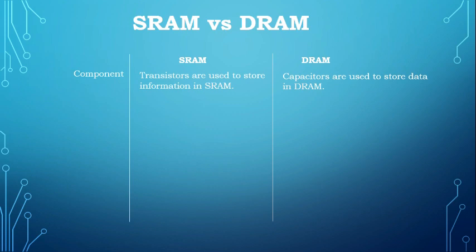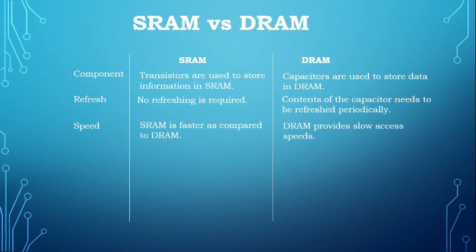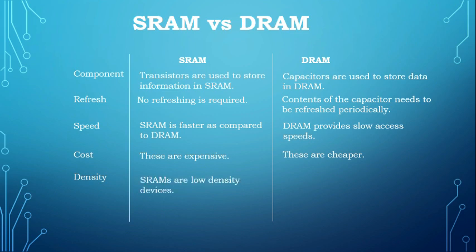If we talk about the refresh, in SRAM no refreshing is required, whereas in DRAM the contents of the capacitor need to be refreshed periodically. About the speed, SRAM is faster as compared to DRAM. DRAM is slower as compared to SRAM. Coming to the cost, SRAM is more expensive as compared to DRAM. In density, SRAM are low density devices, whereas DRAM are high density devices.